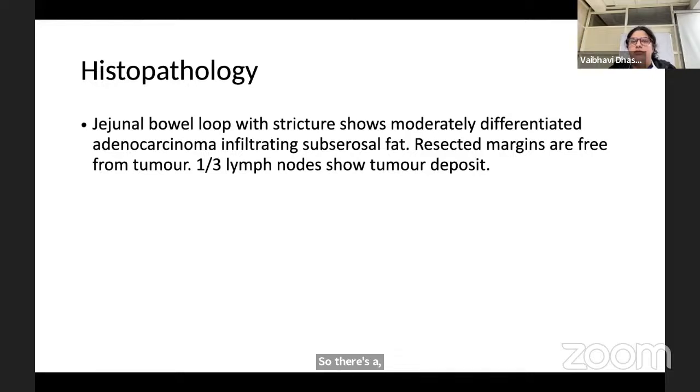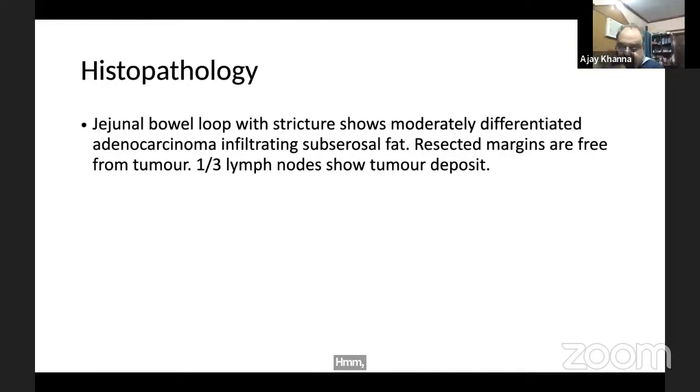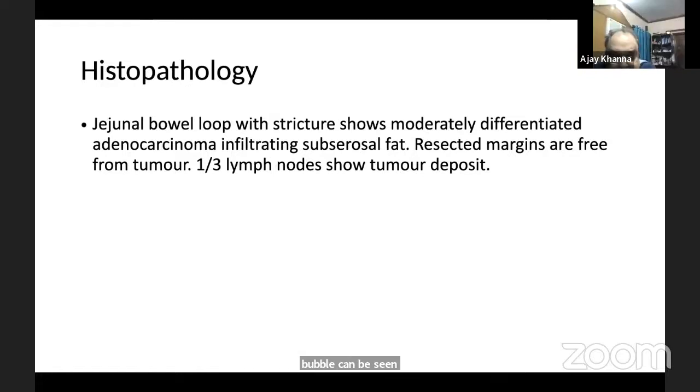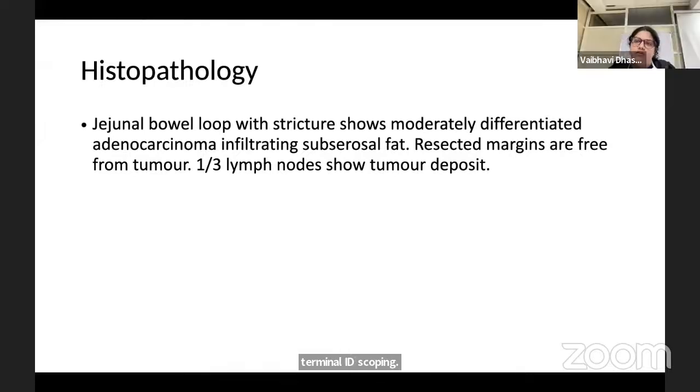So mini colonoscopy. The very terminal small bowel can be seen. You can do the terminal ileoscopy when you're doing the colonoscopy. Yes, sir. That is for the terminal ileum. Any other?